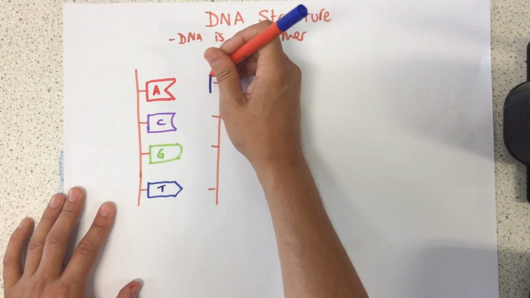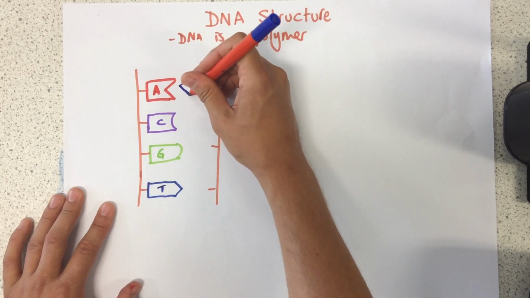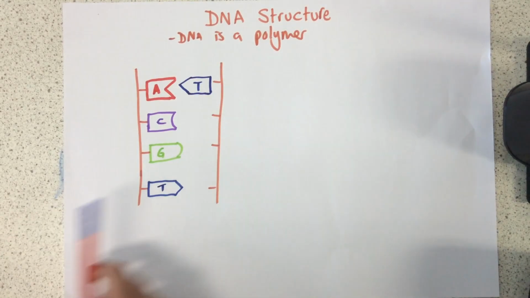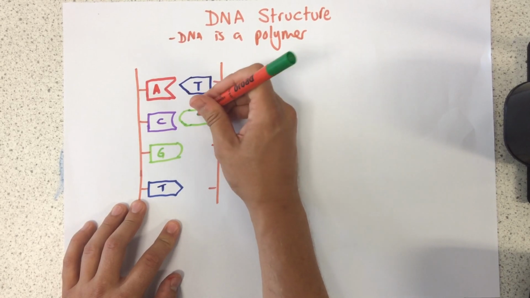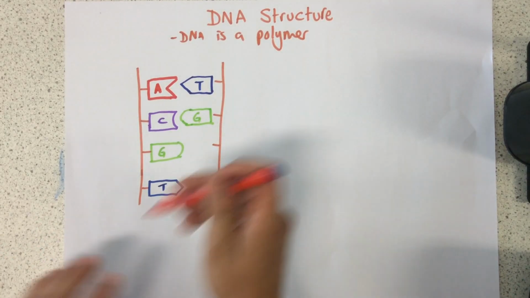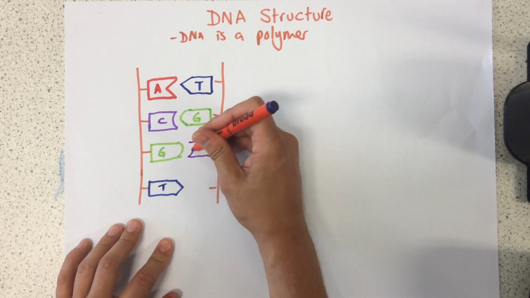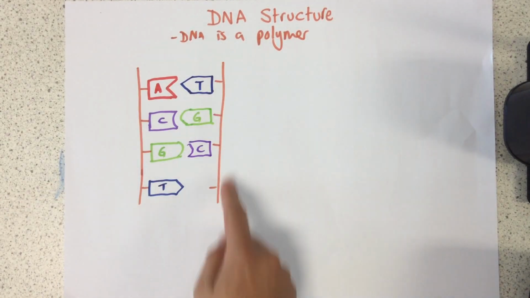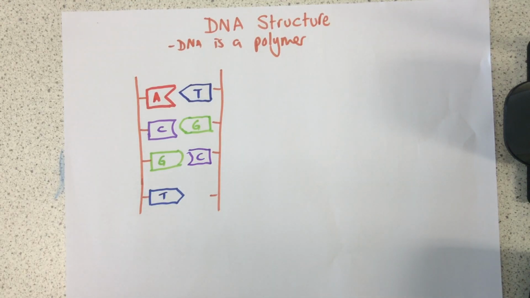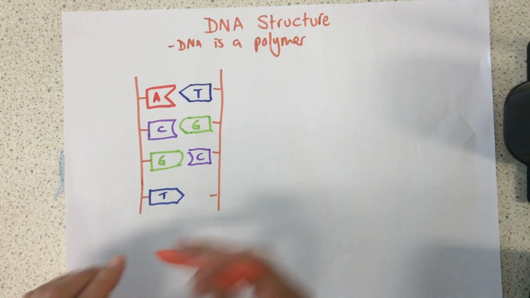So, bases have these things called complementary pairs. A always goes with T. So adenine always goes with thymine. C always goes with guanine. So cytosine always goes with guanine. And so let me just finish these 2 as well. So as you can see from a DNA molecule, there are 2 different strands. And on each strand, that's where we find the bases.